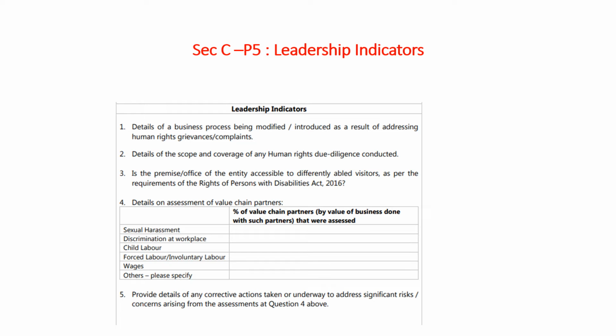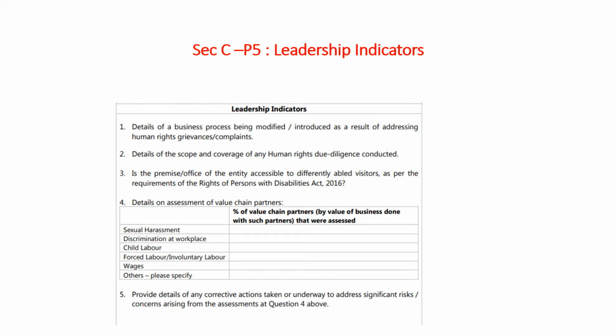Now in the same thing we have leadership indicators, which are voluntary in nature. Details of business process being modified or introduced as a result of addressing human rights grievances. Details of scope and coverage of any human rights due diligence, and is the premise or office of the entity accessible to differently abled visitors as per the requirements of the Rights of Persons with Disabilities Act of 2016.